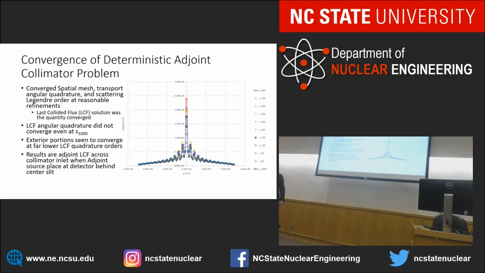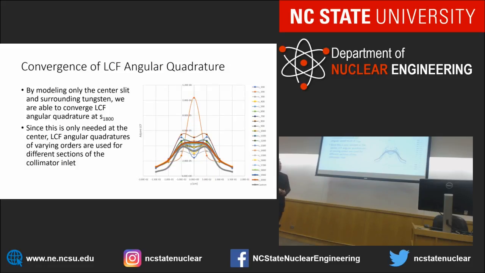And so we see as we start getting away from where the detector is right here in the middle, as we get to the sides, it converges very quickly at reasonable quadrature orders. When you're in the middle, we're at S1000, and not only is it not converged, but we're not even in the asymptotic region yet. It's still oscillating pretty wildly. So if we just look at that point, just 0.15 centimeters on either side of the center slit, we can see that it takes us up to S1800 to finally converge that.